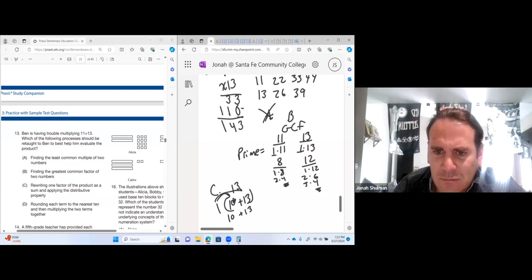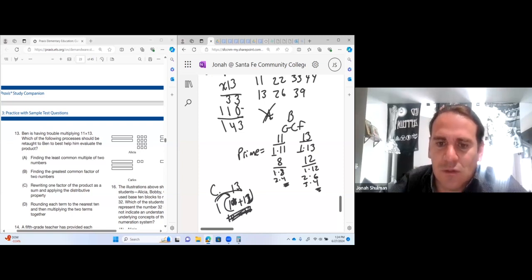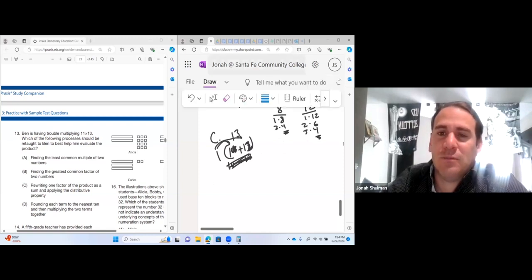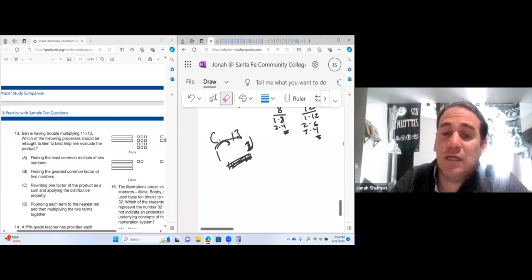Sorry. The factors of this are 1 and 13, right? So that's 1 and 12, right? So 1 times here, this is what C wants. I apologize. Some of them are really tricky. It can't be C, so it's got to be D. I mean, I hope.